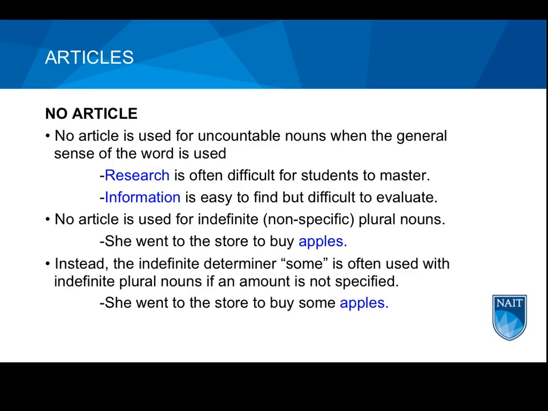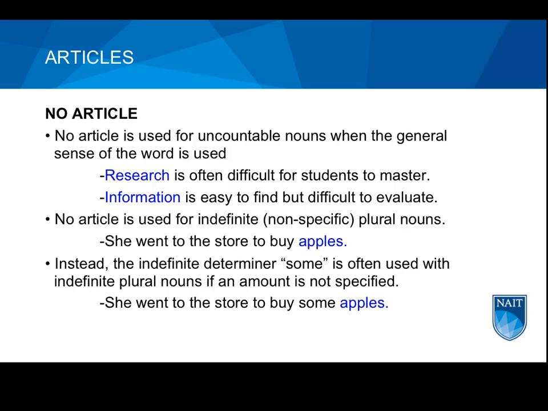Information is easy to find but difficult to evaluate. In both of these sentences, the word research and the word information are used in the general sense. They're uncountable nouns or non-count nouns, and so we do not use the definite article or the indefinite article before them.